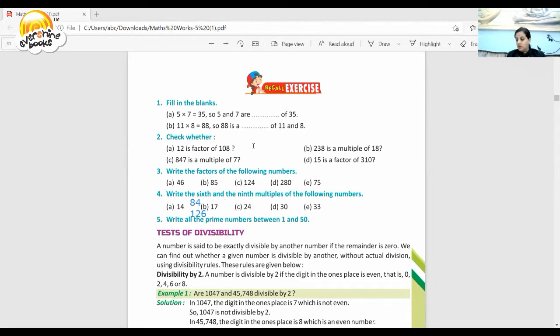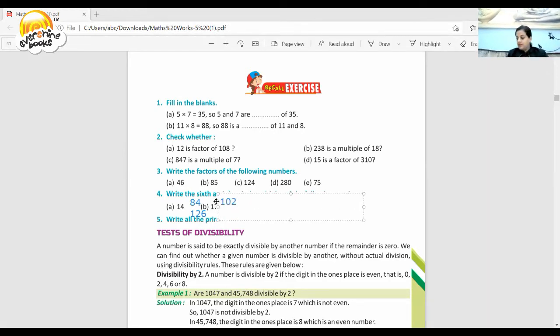17 into 6 is 102 and 17 into 9 is 153. This is the number 24. 24 into 6 is 144. After that, 24 into 9 is 216.